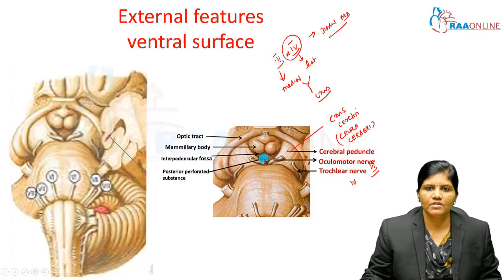These two crus cerebri form the posterolateral boundary for interpeduncular fossa. This is one of the important spots for you. This area is known as interpeduncular fossa. The anterolateral boundaries are formed by optic tract. The posterolateral boundaries are formed by the crus cerebri or crura cerebri, inferiorly by the upper border of pons.